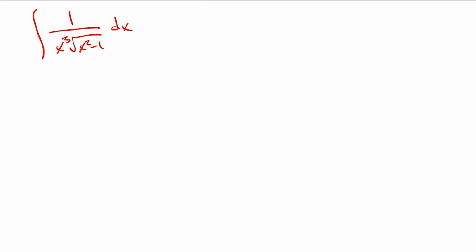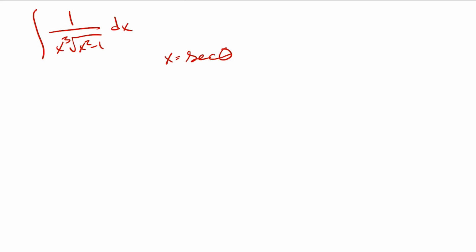Alright, in this video we're going to look at the integral of 1 divided by x cubed times the square root of x squared minus 1. And this can be solved using a trig substitution. And since the expression here is x squared minus 1, that tells us we're going to be using x equals secant theta as the thing we're going to substitute.